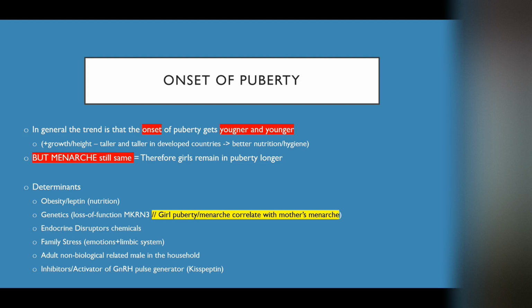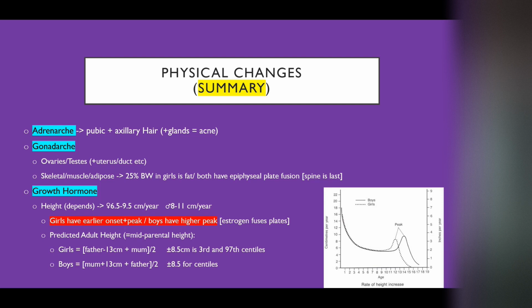Determinants, what you need to take for your patient history. Remember that family history is important as well. You ask the mother, you ask the brother, sister, when they had puberty. That's your genetics. You can read this at home. Okay, this is a summary.